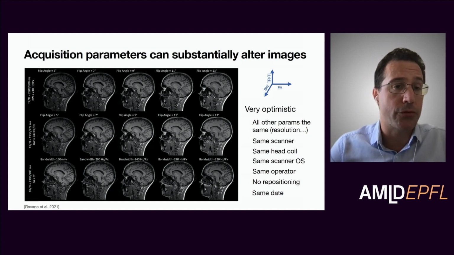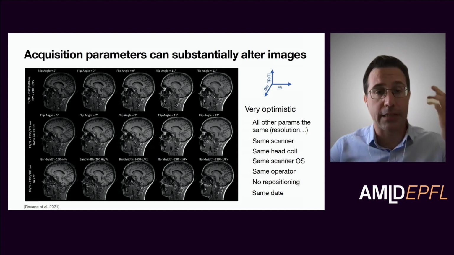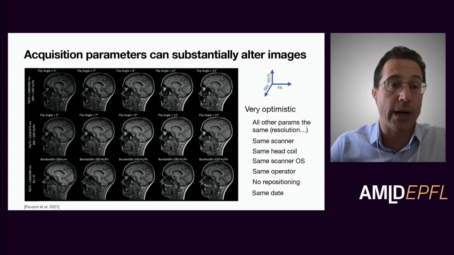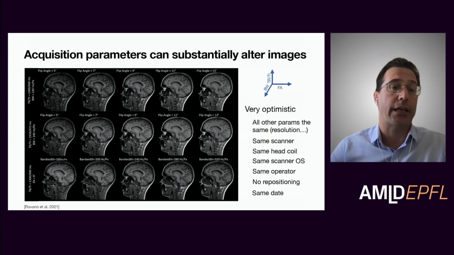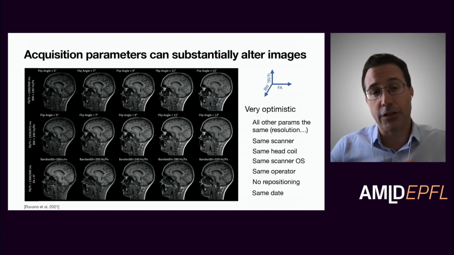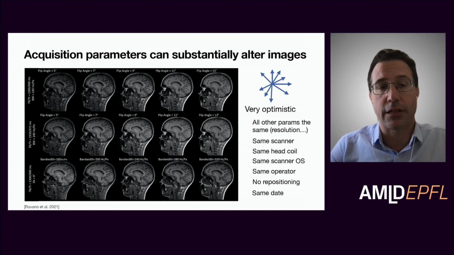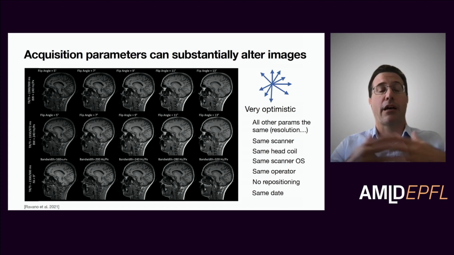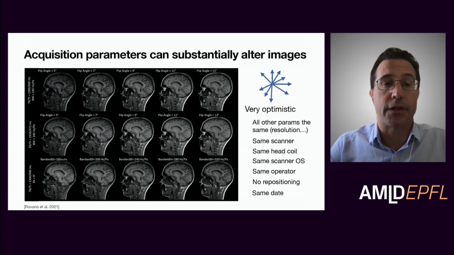We're not changing the resolution. It's the same scanner, the same antenna, the same scanner OS, the same operator, no repositioning, and the same date. So you see already, by varying just 3 parameters, how much diversity you have in these images. The reality is more like you have a number of these things to account for. And this is just one modality, one organ.